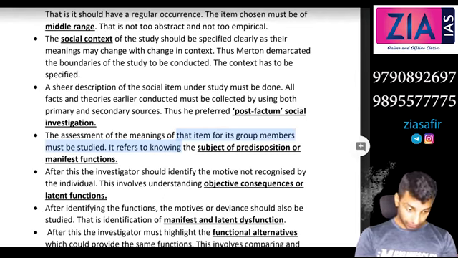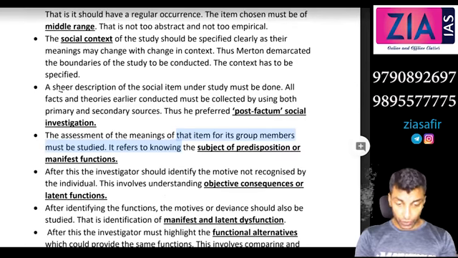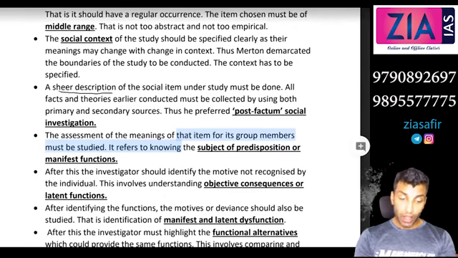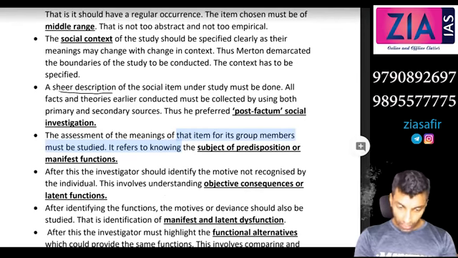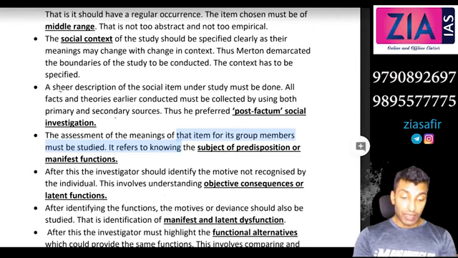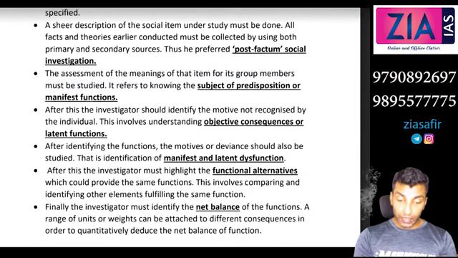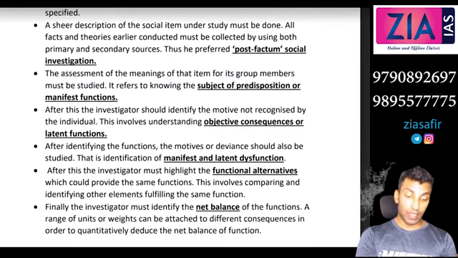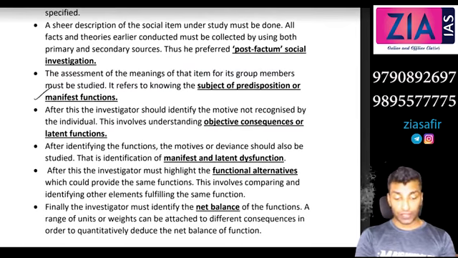Third one, a sheer description of the social item under study must be done. All facts and theories earlier conducted must be collected by using both primary and secondary sources, and he preferred a post-factum social investigation. The assessment of meanings of that item for its group members must be studied. Okay, it refers to knowing the subjective predisposition or manifest function. That means you identify the manifest function.